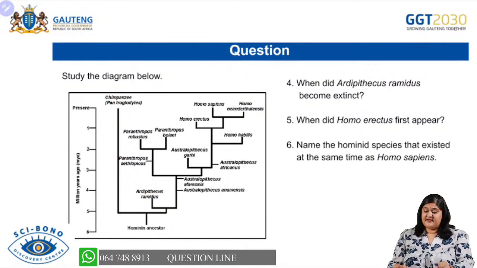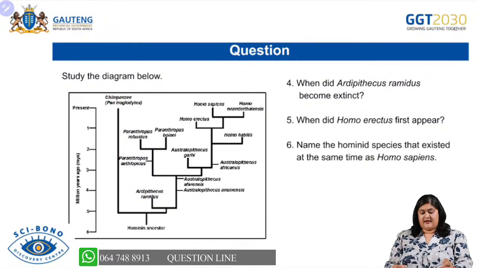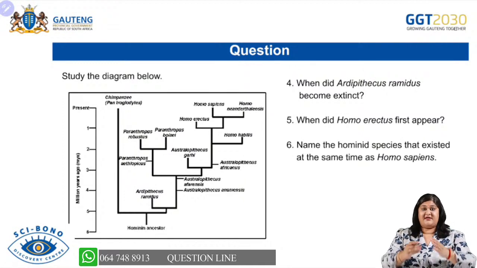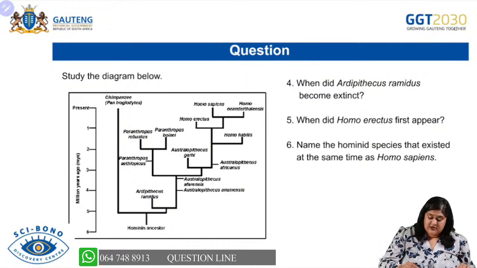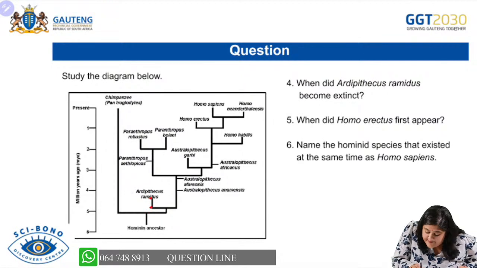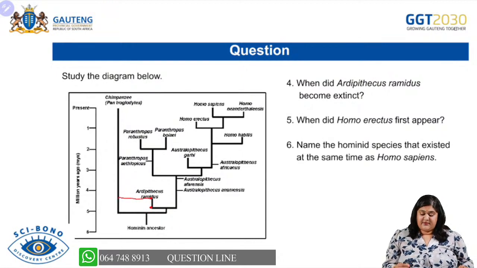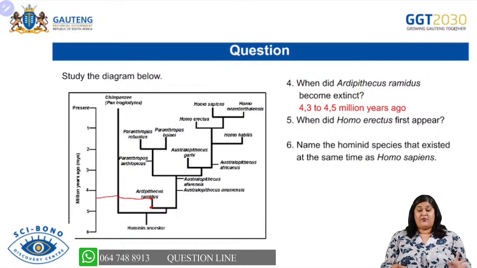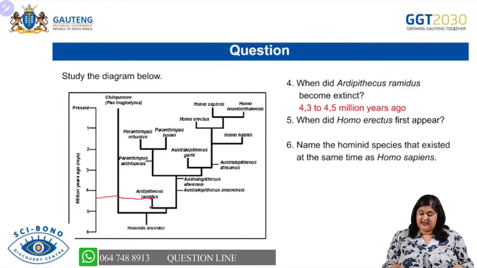Number 4, when did Ardipithecus ramidus become extinct? So we go to Ardipithecus ramidus. Here it is. When did it become extinct? Now remember, we are reading it from the bottom up. So we are going from this point to that point. So it came into existence here and it became extinct here. We draw a line going across, and you will see that it's about 4.3 to 4.5 million years ago.